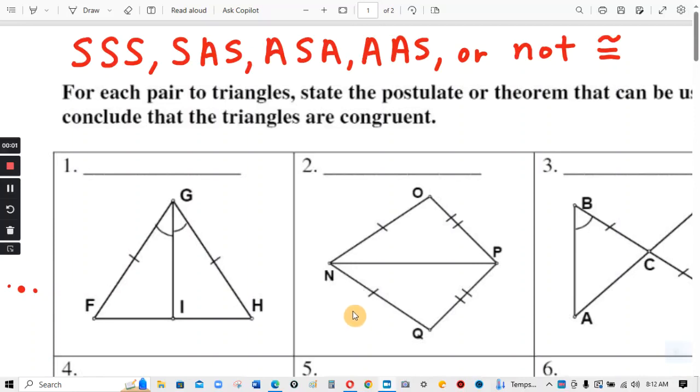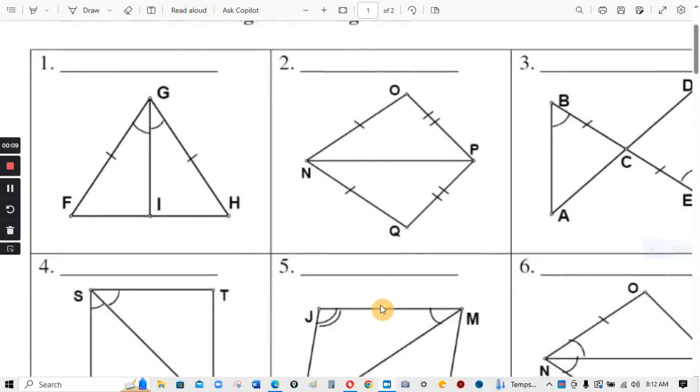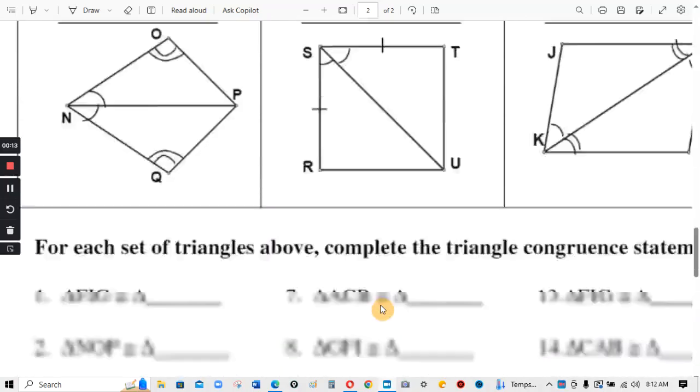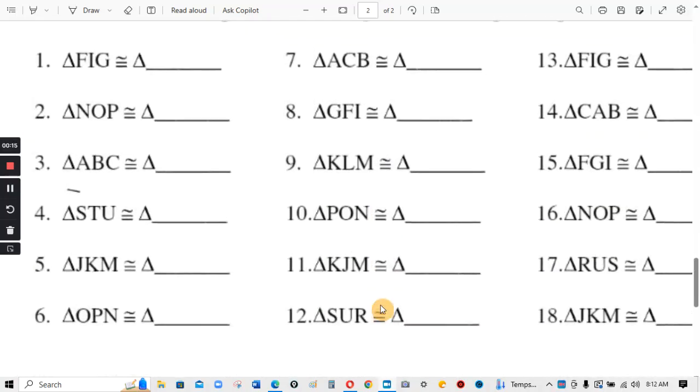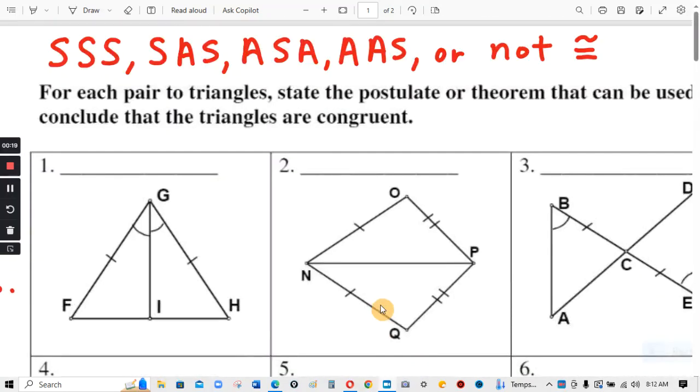All right, this will be for the triangle congruence worksheet. So there are two sets of 18 problems here. Okay, so it's 1 through 18 with the drawings or diagrams, and then it's 1 through 18, fill in the blank. And for the first section, the 1 through 18, these are the possible answers right here.